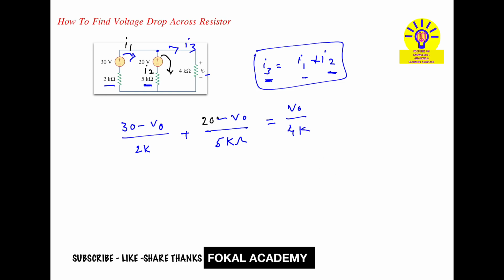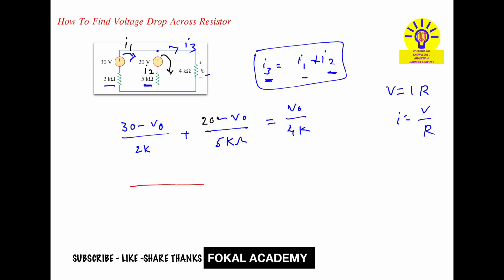By applying Ohm's law, that is V equal to IR, from this we get current I is V by R. So here the voltage by resistance, here also voltage by resistance, nothing but gives currents I1 and I2 correspondingly. Now I3 is voltage by resistance. Now we got the equation. By simplifying this equation we will get the V0 value. So let's see how to simplify it.